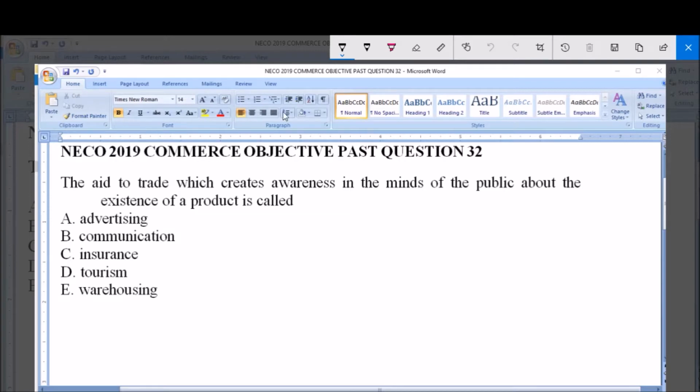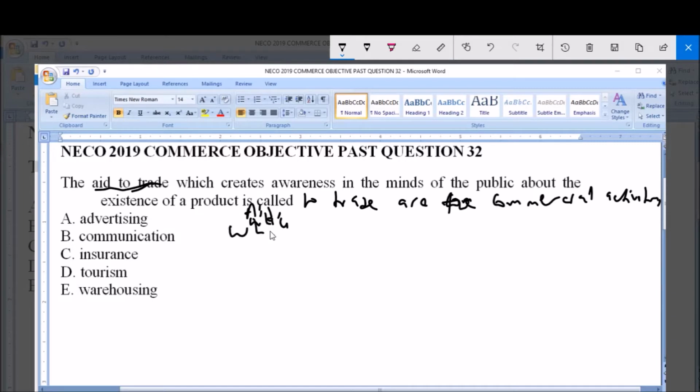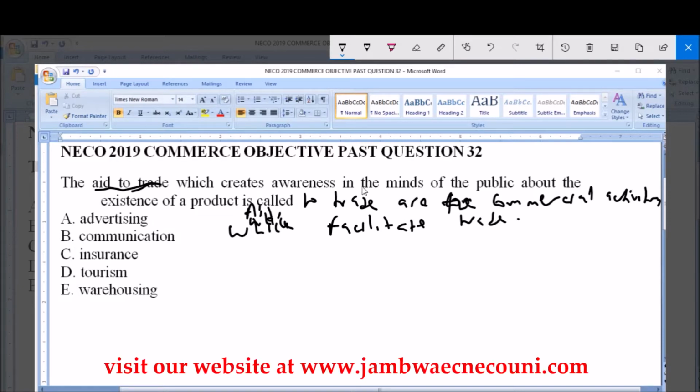So the concept is aids to trade, and aids to trade are the commercial activities which facilitate trade. So in other words, they make trade possible.